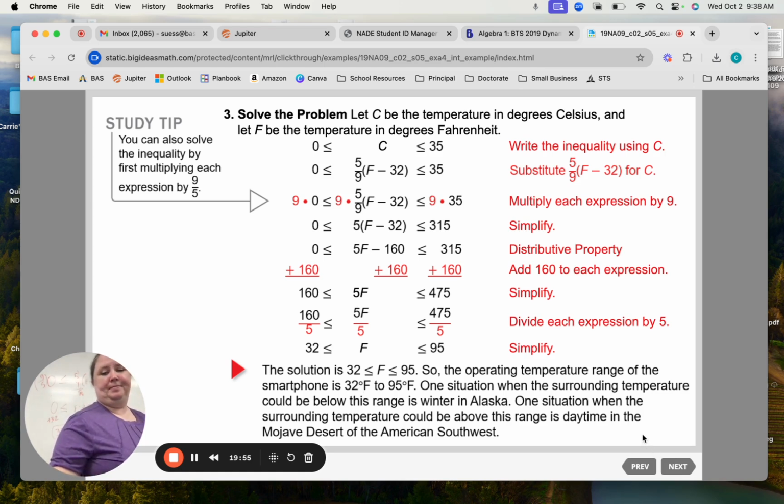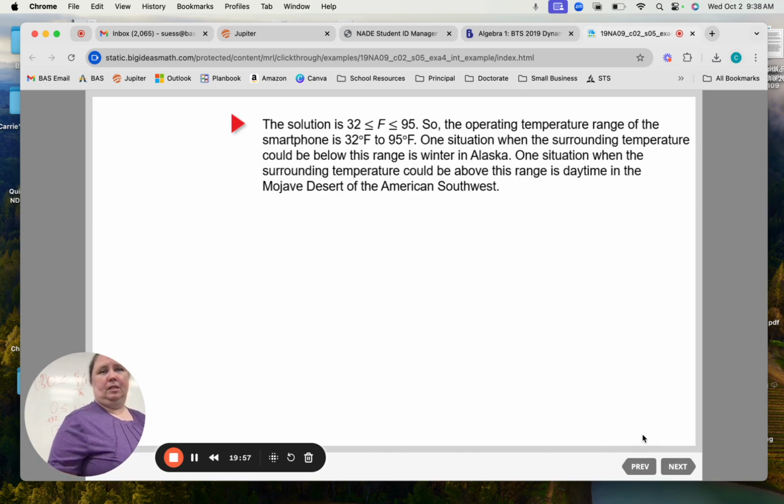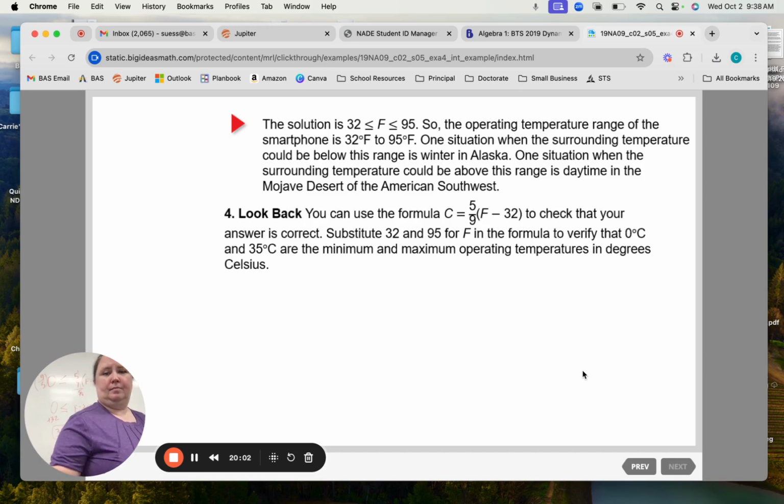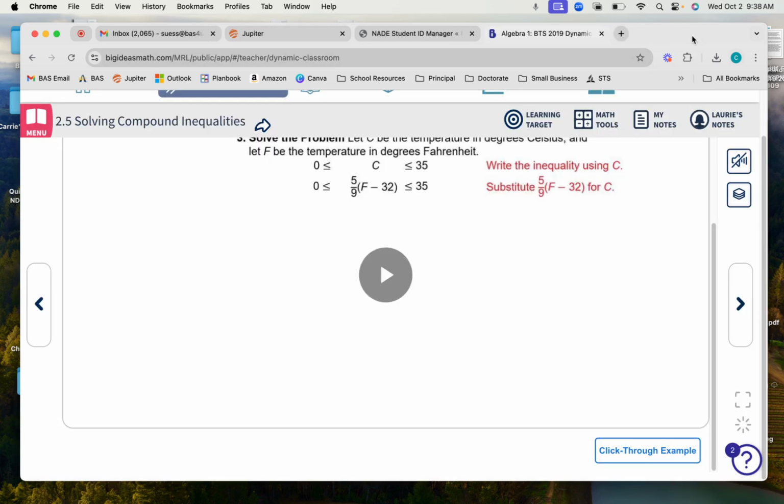32 seems more like Texas, though, in the winter. We do get down to 32 in Texas, yeah. Not Alaska. That seems a little too hot for Alaska. No, Alaska's nice. Actually, Antarctica. I have friends in Alaska, and I say it's really nice.